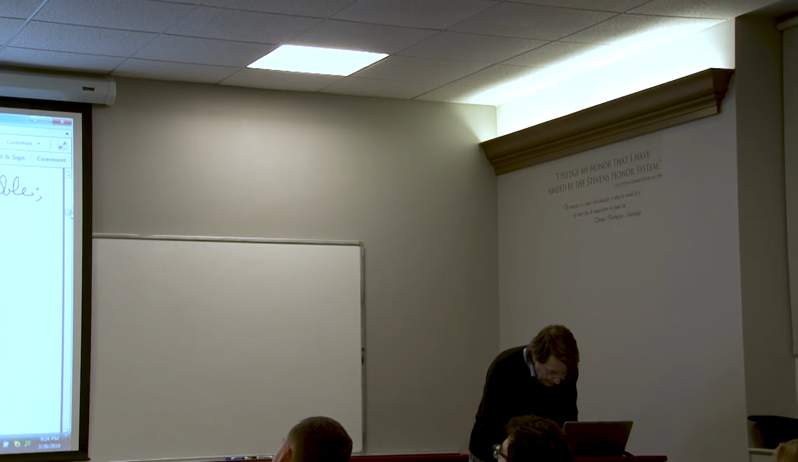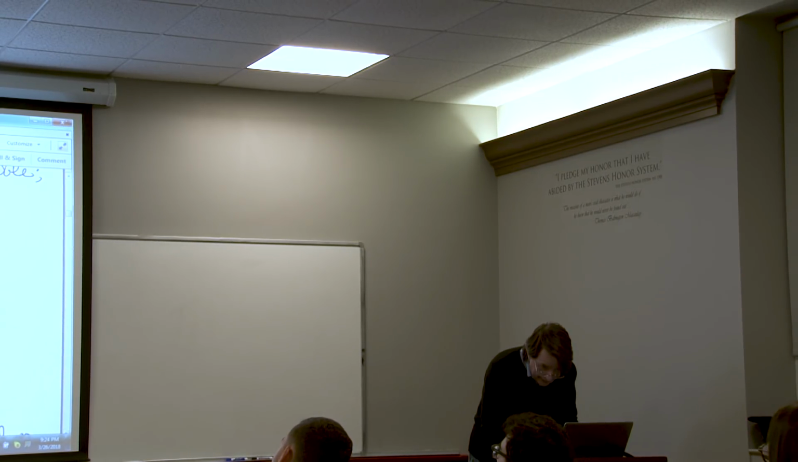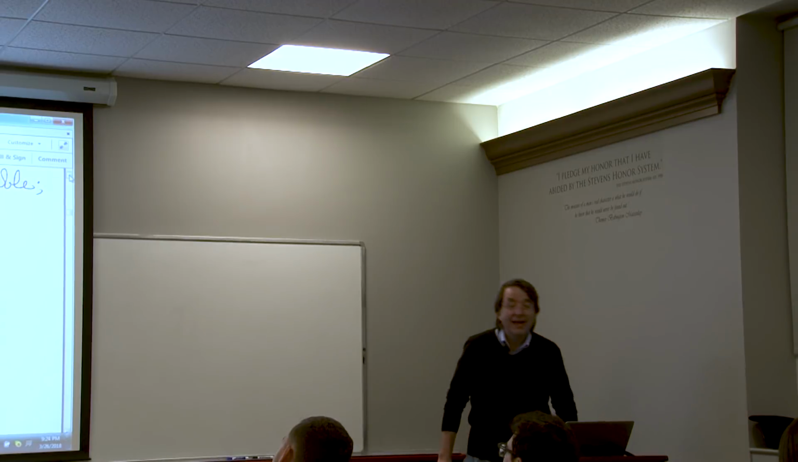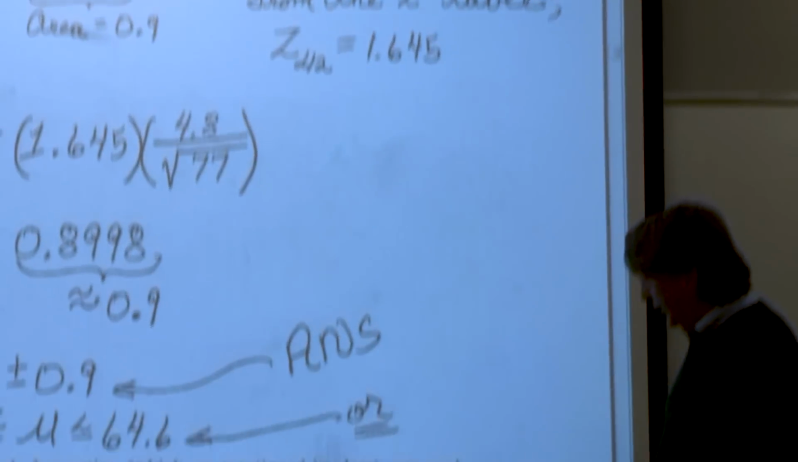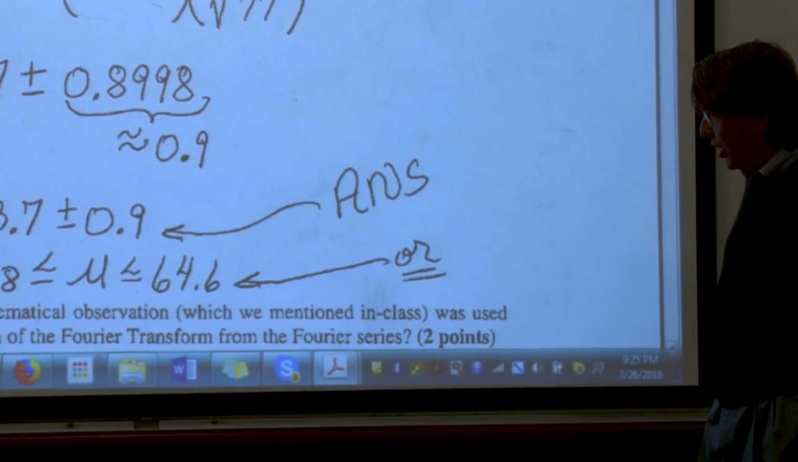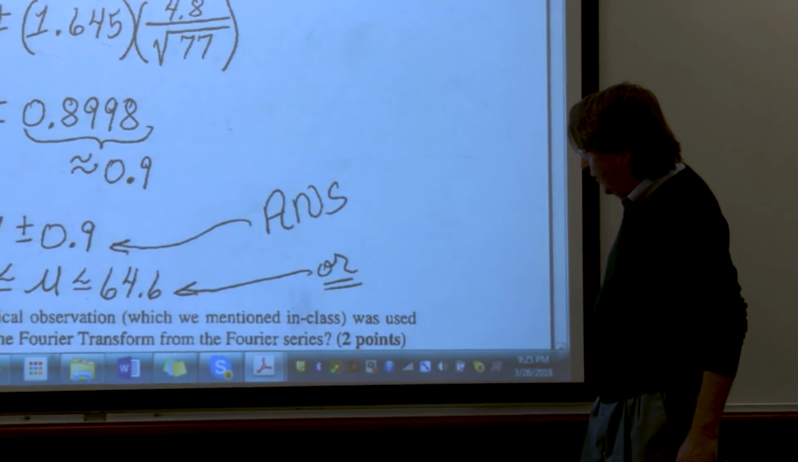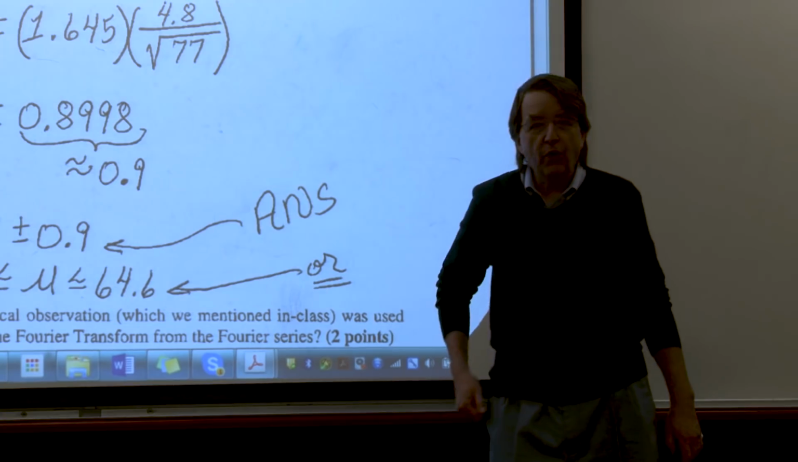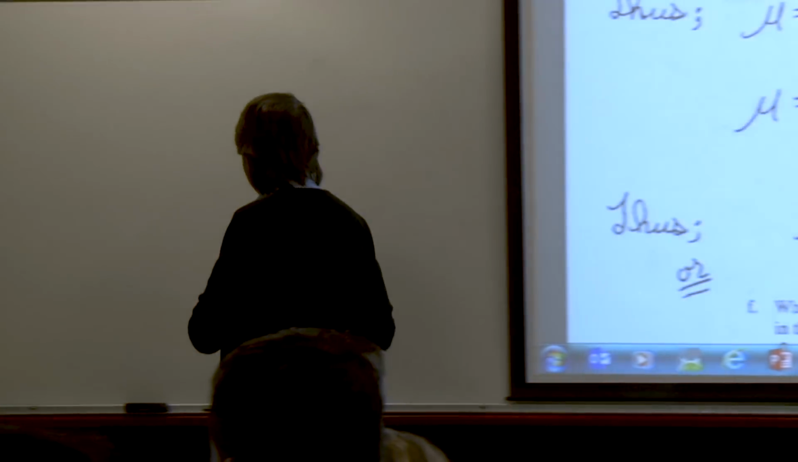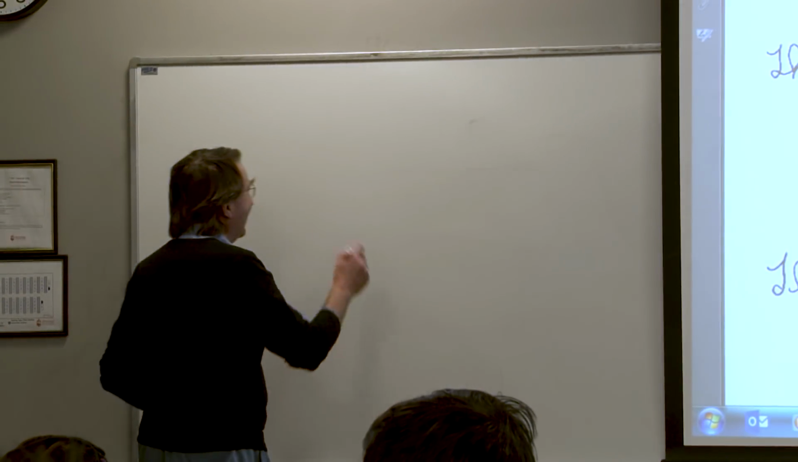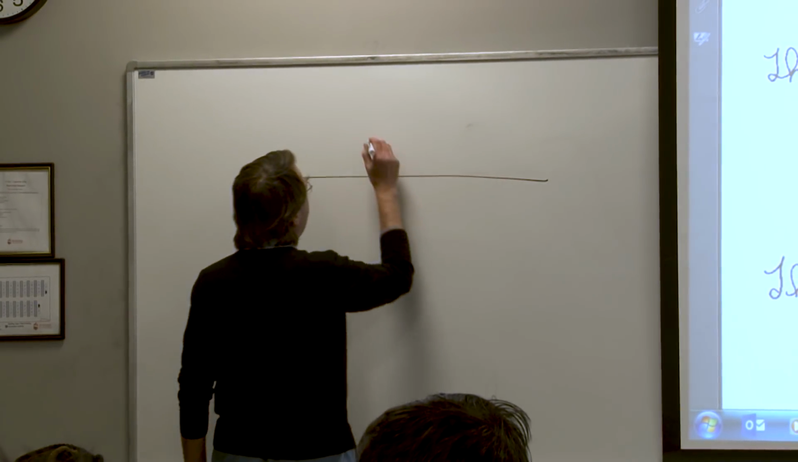Okay. I'm trying to hide the answer from you. Ain't I terrible? Okay. Right down here on the bottom. What key mathematical observation, which we mentioned in class, was used in the derivation of the Fourier transform from the Fourier series? I see Justine's eyes focusing like a laser. She's thinking.